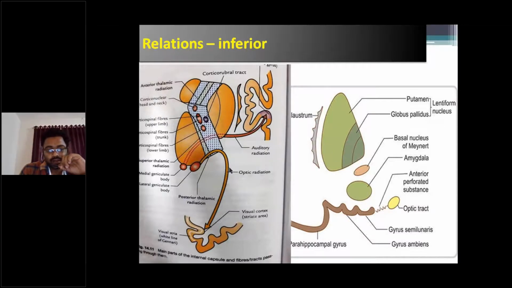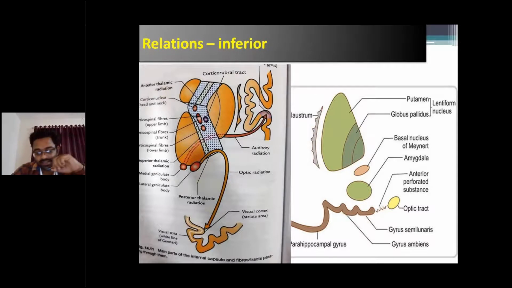So this is the superior view of the internal capsule. This is the anterior view of the lentiform nucleus, and here this is the anterior perforated substance. This is the coronal section and this is the horizontal section. In this picture, the lentiform nucleus is inferiorly related to the sublentiform part of the internal capsule. In this picture, the lentiform nucleus is inferiorly related to the anterior perforated substance.